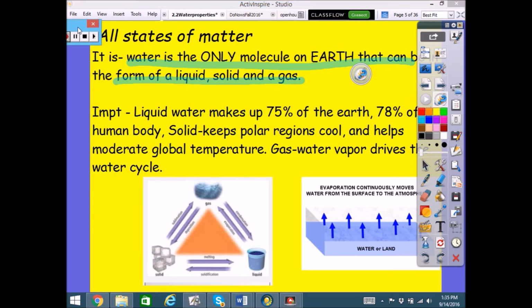Water is the only substance that can be liquid, solid, and gas. It can exist in all 3 forms. But why is this important for life? That's where you always have to remember, why is this important for life? Well, remember that the earth and the human body are about 75-ish% liquid. So that's very important to us. Solid, it keeps the polar regions cool and helps moderate global temperatures. That's the ice glaciers. And the gas form, it's what drives the water cycle, which we definitely need to occur.